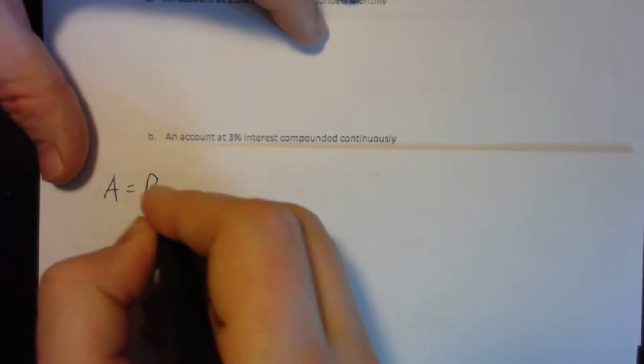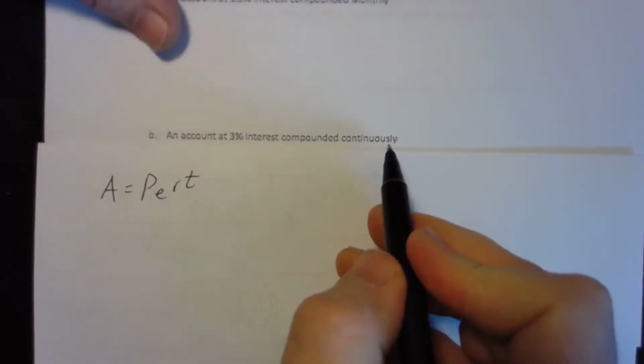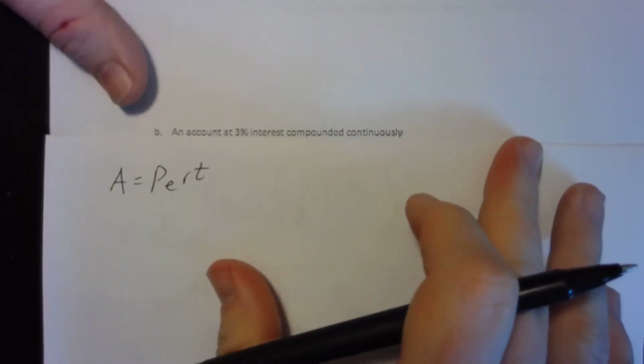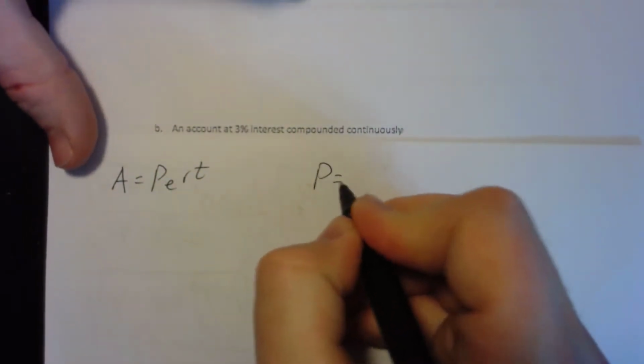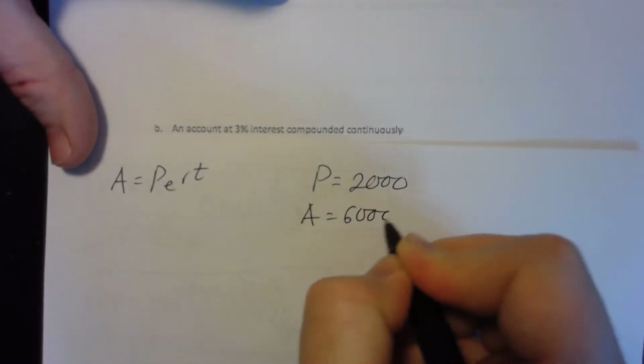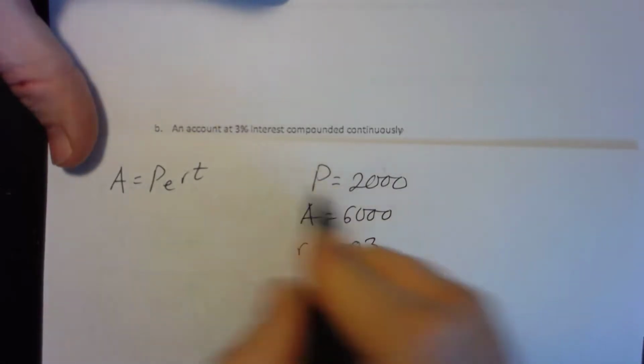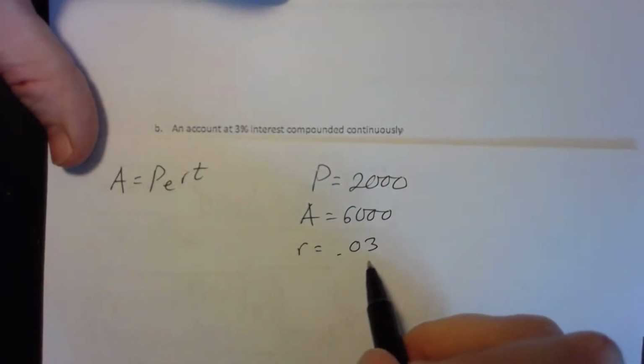So, writing all the values down that I have, A equals PE to the RT, and again, I'm using this formula because it's compounded continuously. If it's compounded anything else, I'll be using the formula in the previous video. My P value is the amount that I'm investing, which is $2,000. My A value is the amount that I'm getting back, which in this case is $6,000. My R value in this case is 0.03, remembering again that it's 3%. I have to move the decimal place twice.